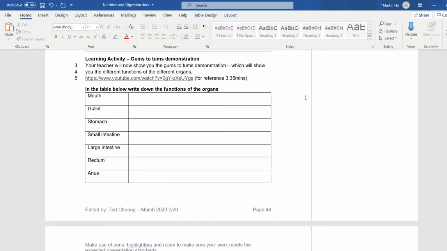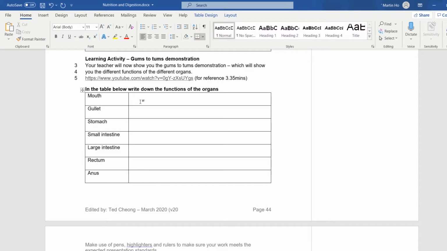This next learning activity, I want you to watch this YouTube clip that will be found in the description section below, and it will give you the gums to tums demonstration, which shows the different functions of the different organs in the digestive system, as well as it will follow food as we watch it move through our digestive system. After you complete the video, we will look at the functions of the different organs together and complete the table below.